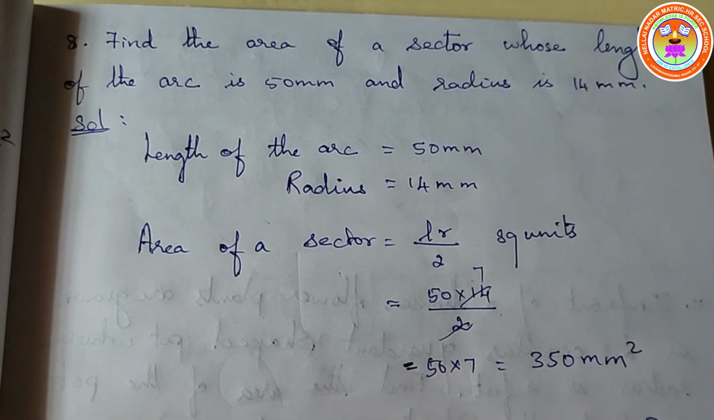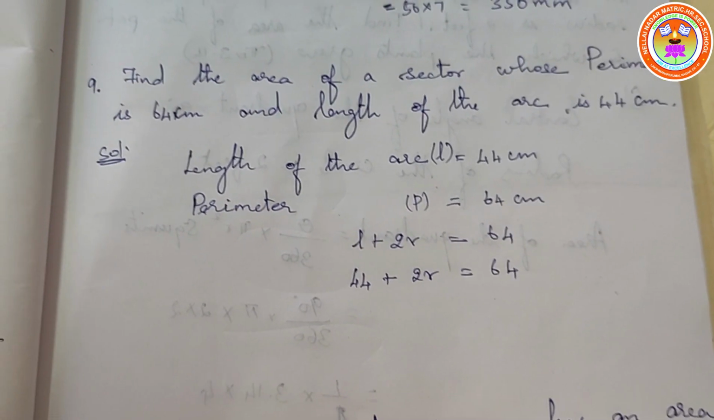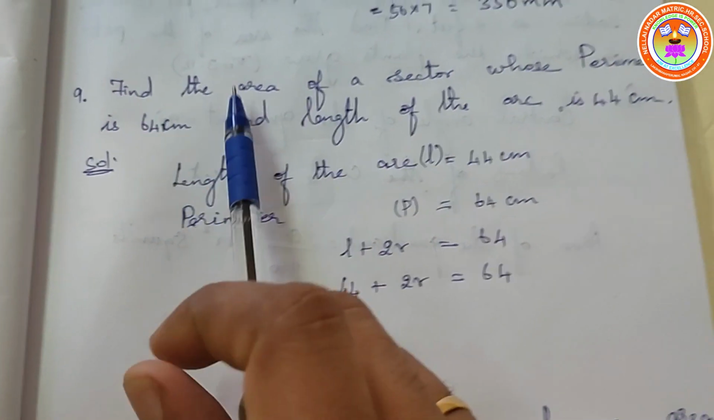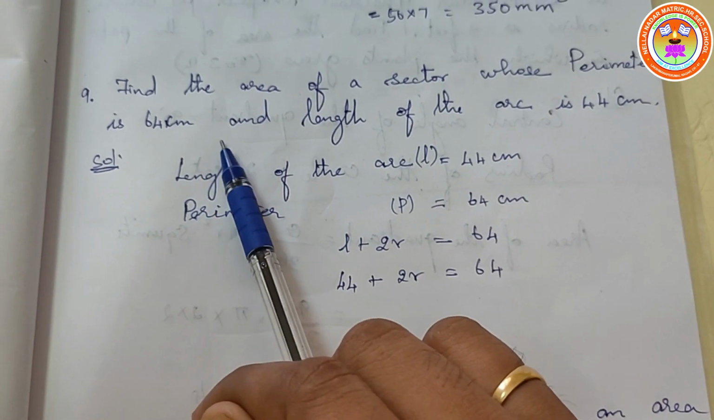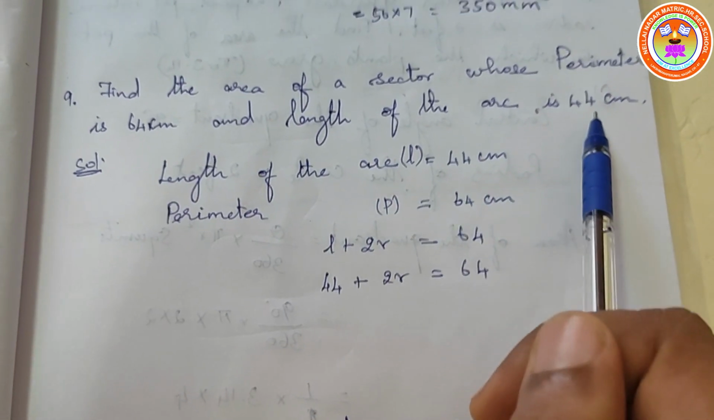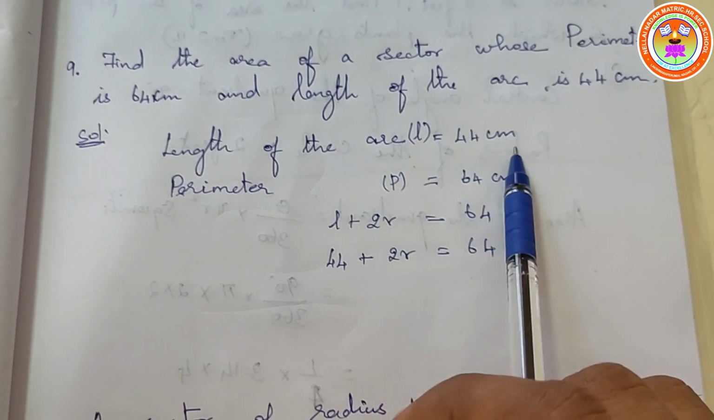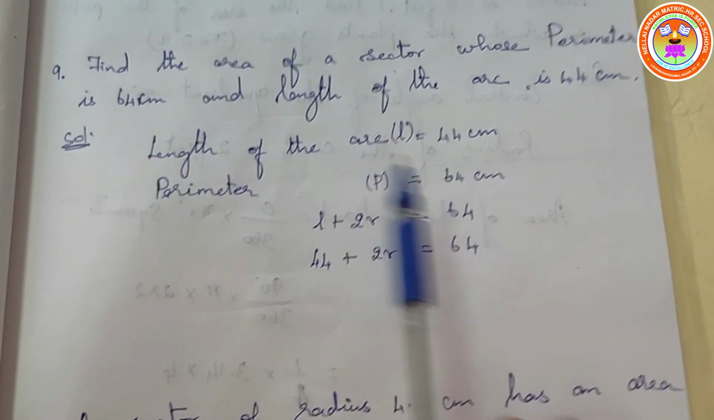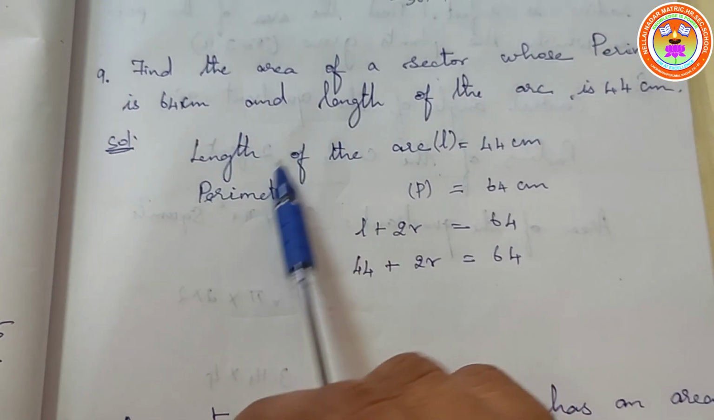Now we will move on to the 9th question. Find the area of the sector whose perimeter is 64 centimeter and length of the arc is 44 centimeter. Length of the arc equal to 44 centimeter. Perimeter equal to 64. This is the given question. Given, you have to write both.